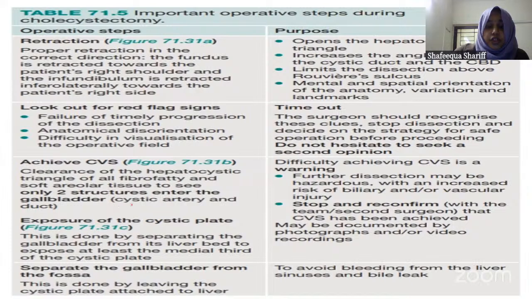And then exposure of the cystic plate. This happens when you separate the gallbladder from its liver bed to expose at least the medial third of the cystic plate, and you separate the gallbladder from the fossa. When you separate the gallbladder from the fossa, you have to avoid bleeding from the liver sinus and any bile leak.